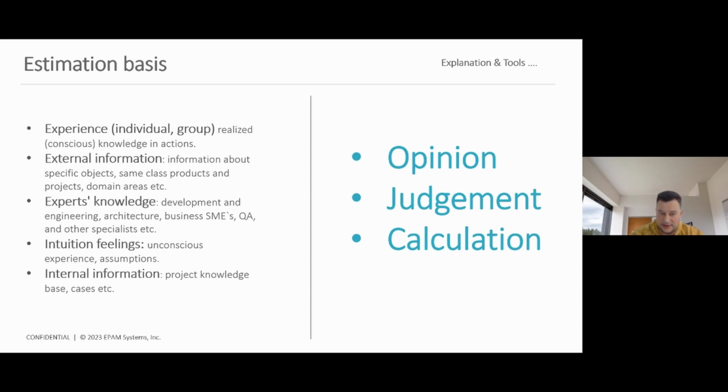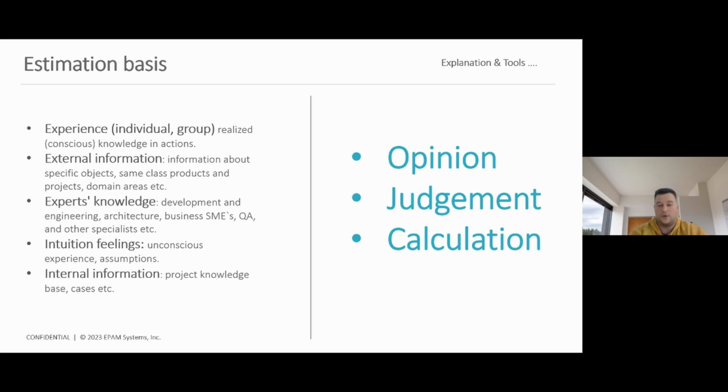Realized knowledge in actions. This is the first part. The second part, of course, could be external information that could have some influence on our decision during the estimation process. So information about the specifics of objects, same class products, I mean if we're talking about products and projects, domain areas, etc. Everything that could be useful and make our understanding of the estimation object broader.